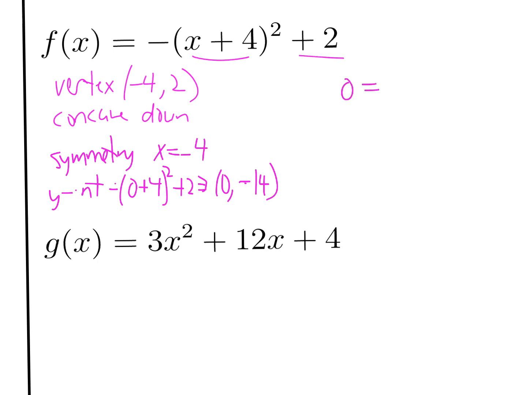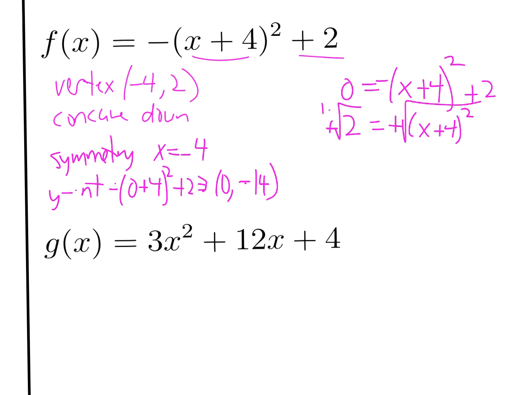And then the roots, I'm going to set that equal to 0. So 0 equals -(x plus 4) squared plus 2. Subtract 2 from both sides. And I'll multiply by -1, get rid of that. Take the square root, don't forget plus or minus. And so I'll have x plus 4 is plus or minus root 2. And subtract 4 from both sides. -4 plus or minus the square root of 2.